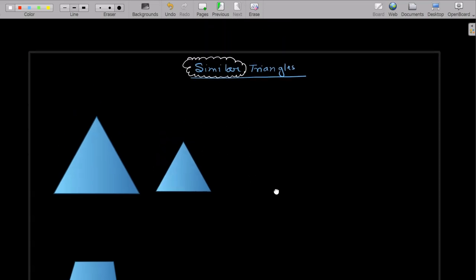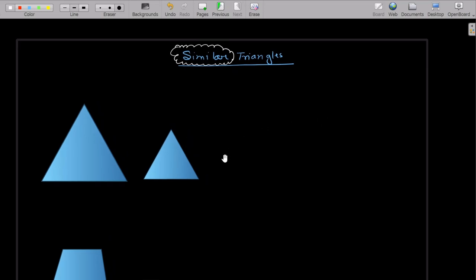Now again, how can we prove two triangles as similar? So one thing you should know, Anika, in similar triangles, all the angles will always be congruent. All the angles. So this one is congruent to this. This one will be same as this one. The angles never change in similar triangles.